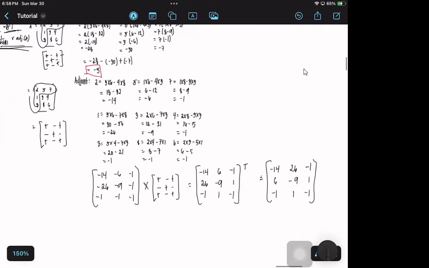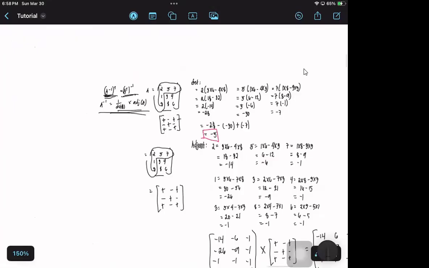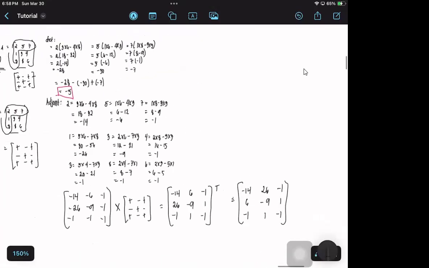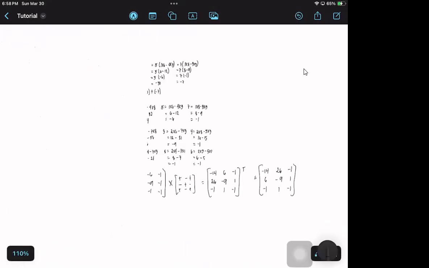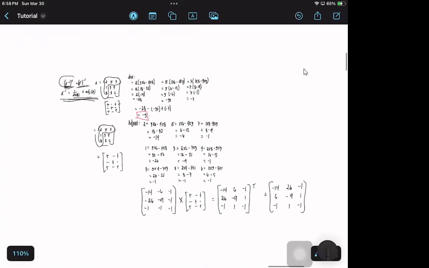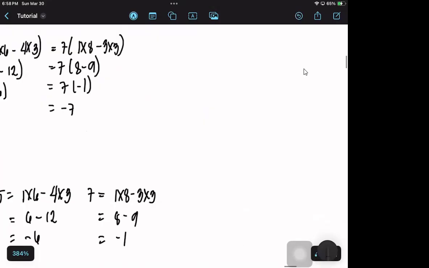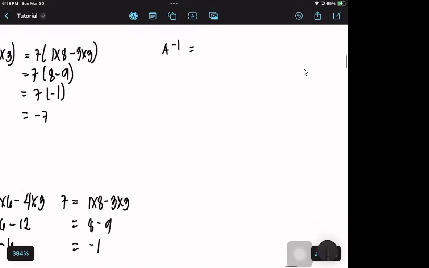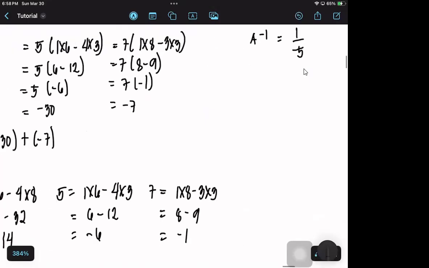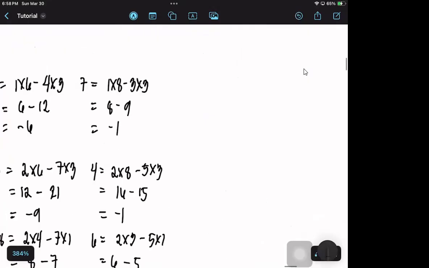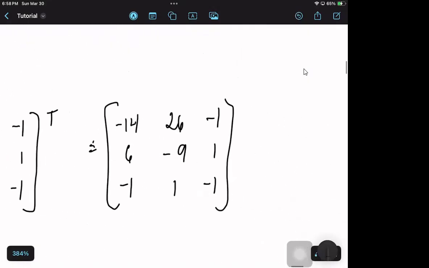Given the first formula that we're basing on, let me just write it, since the one that we are getting is A inverse. So the inverse is 1 over -5, because this is the determinant that was identified earlier. We'll also get the adjoint.